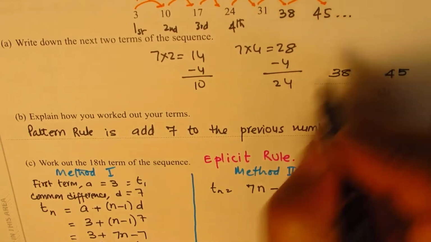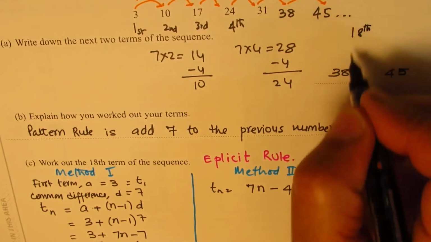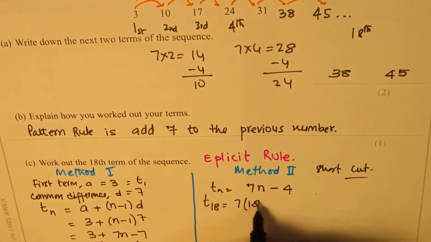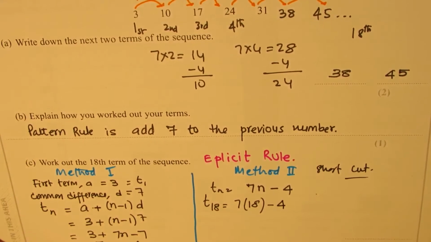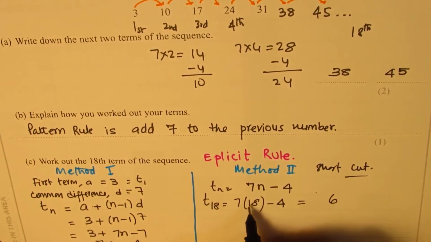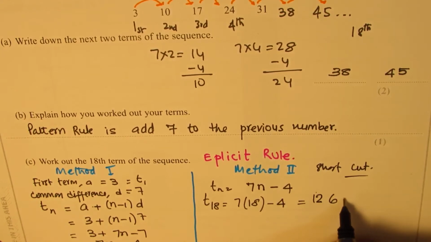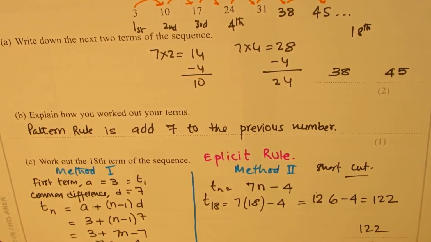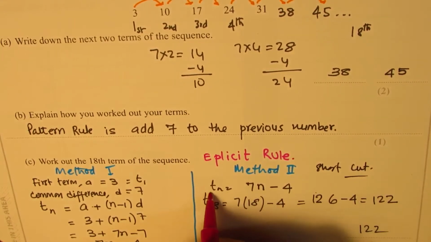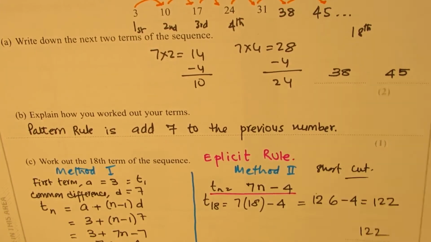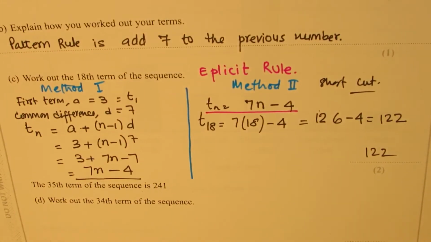Similarly, if I have to get the 18th term, what should I do? I'll write T18 as 7 times 18 minus 4. Does that make sense to you? So let's do it. 7 times 8 is 56, carry 5. 7 times 1 is 7, and 5 is 12. 126 minus 4 will give us 122. So that becomes our answer. This method is very good, and you can find it straight away from the common difference. Is that clear to you? Okay. Now, part D is work out the 34th term of the sequence.